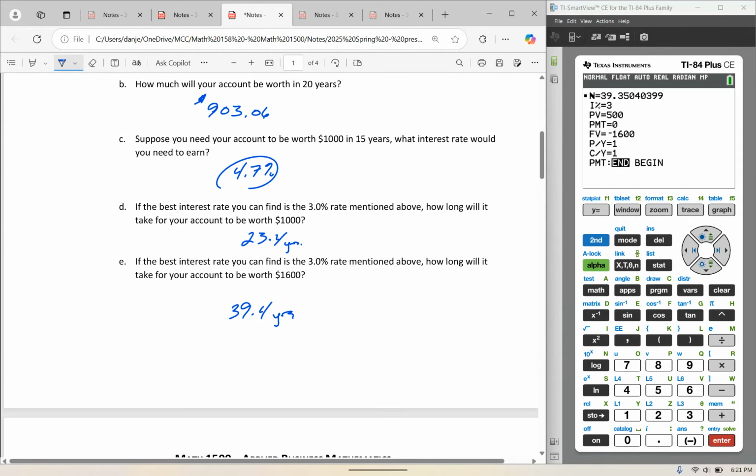However, test scenario, show your work scenario. If you don't show your work, a right answer is right and a wrong answer is wrong. So I would encourage you, for test purposes, if you're taking a test with me and you're using the TVM solver, that you put N equals, I equals, and you tell me what you put in for the values. So you got 3%, and your PV is 500, and you complete all of that. If you put that in, then I know what you entered. Otherwise, a right answer is right and a wrong answer is wrong.